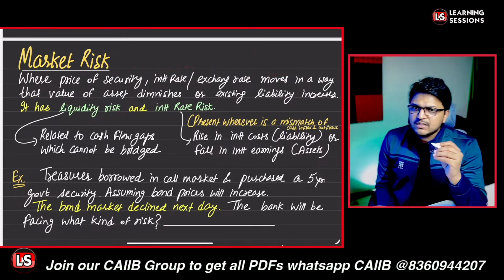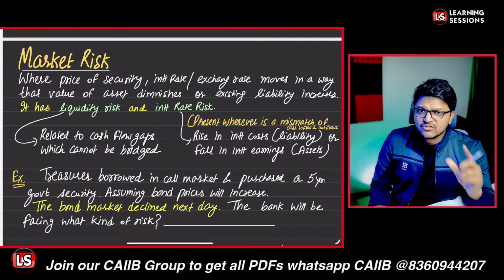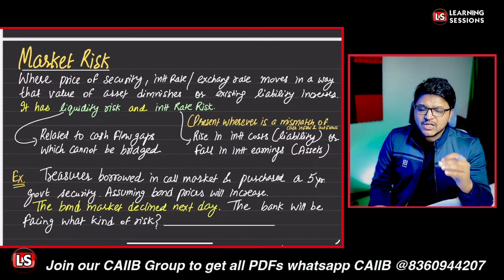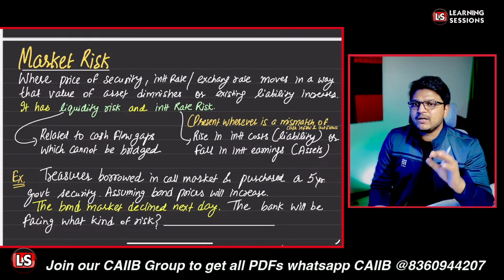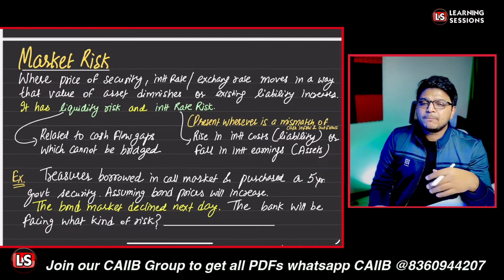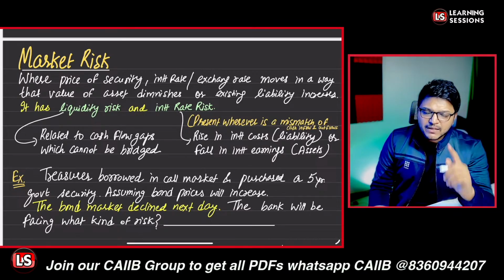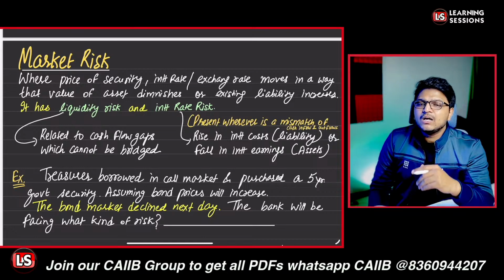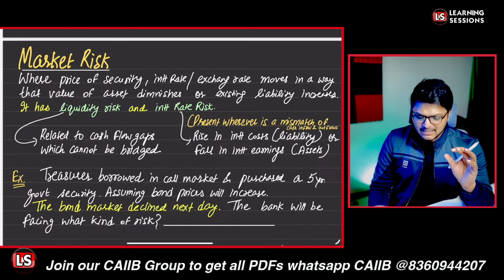So whenever there is a change in the interest rate or the exchange rate, and the change is adverse, detrimental to your portfolio health, that makes it bleed red, that is said to be the market risk. Market risk will particularly transform itself into the interest rate risk and into the liquidity risk. How does that happen? Let me explain the things to you. We'll learn it through some example, right?